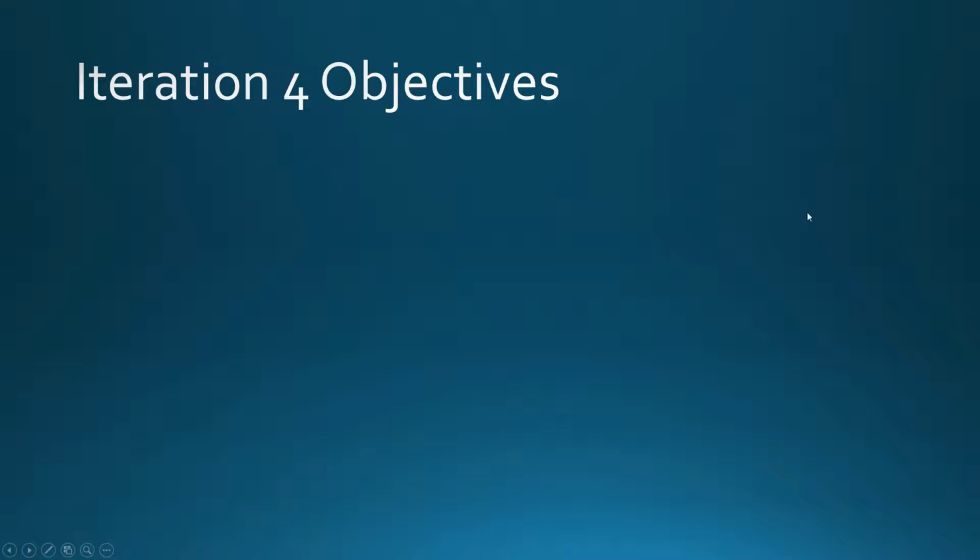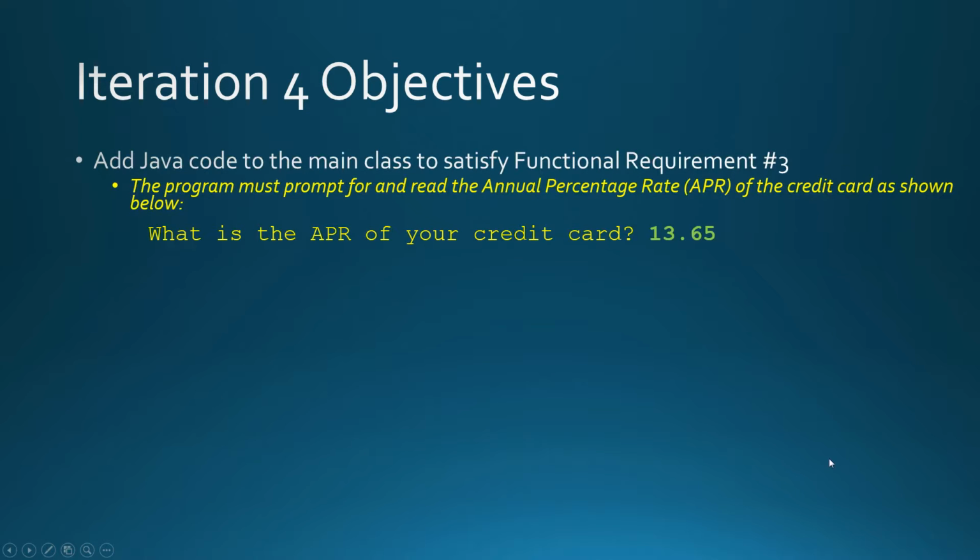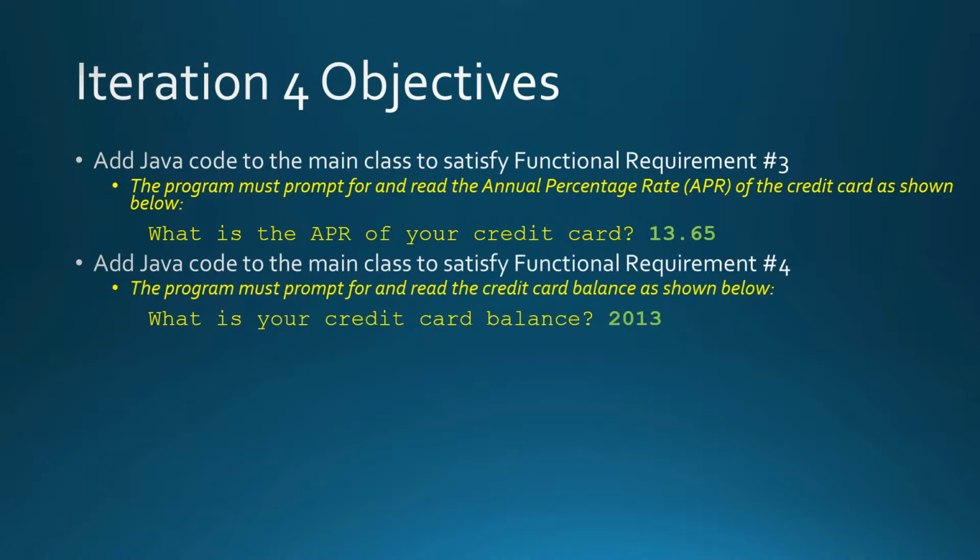Iteration 4 objectives include adding Java code to the main class to satisfy functional requirement number 3. That requirement is that the program must prompt for and read the annual percentage rate, or APR, of the credit card as shown below. We're also going to add Java code to the main class to satisfy functional requirement number 4, which is that the program must prompt for and read the credit card balance as shown below.